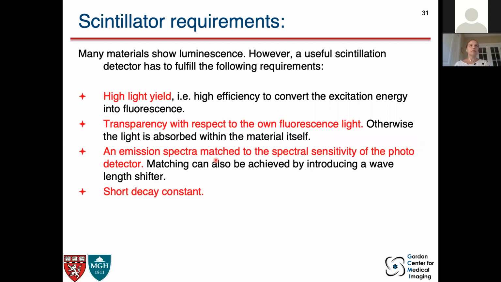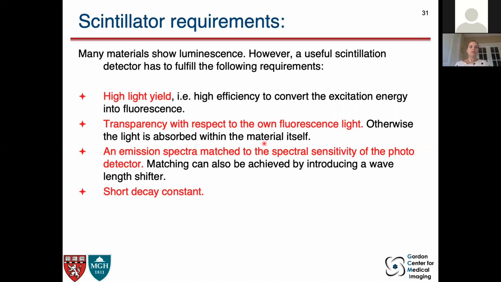So there are many materials that will show luminescence, but for it to be a useful scintillation detector, it has to fulfill some requirements, which is high light yield, meaning that we want to have high efficiency in the conversion between the excitation energy into fluorescence. And we also want it to be transparent to its own scintillation light, to its own fluorescence light, because if not, the light that is emitted will be absorbed within the material itself, and then we can't measure it, it won't contribute to the signal.